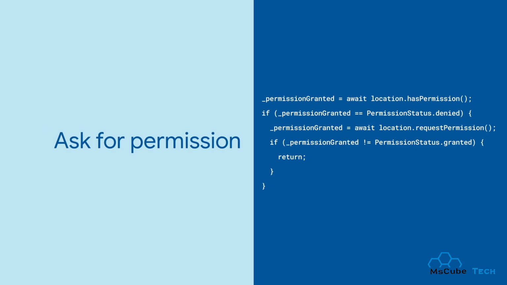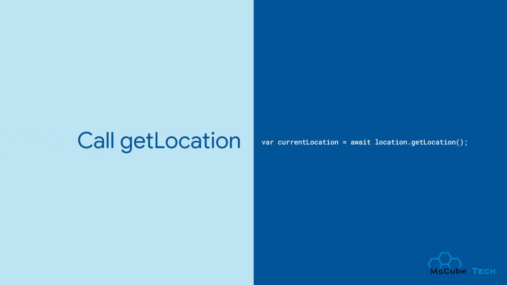Next, you'll have to ask for permission to get the device's location. Similar to the last step, you can check the current permissions using hasPermission and request access using requestPermission. Once you're in, it's just a matter of calling getLocation.